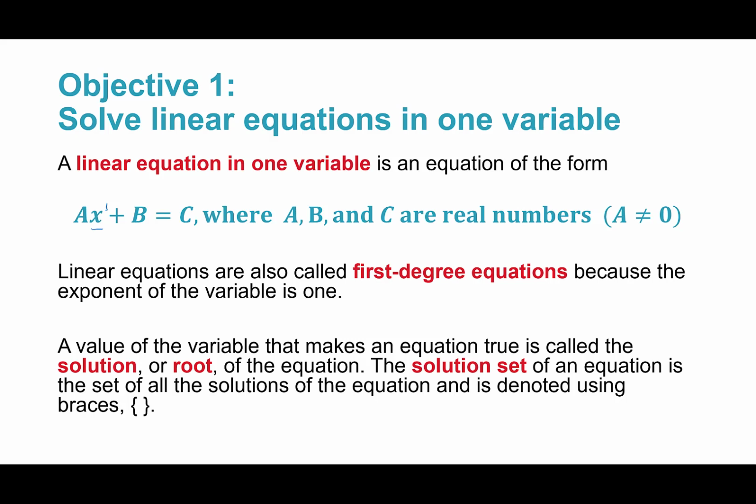Because the exponent is 1, we also call these equations first-degree equations. Now, a value of the variable that makes an equation true is called the solution or root of the equation, and the solution set is a set that contains all these solutions, and we write them with braces.